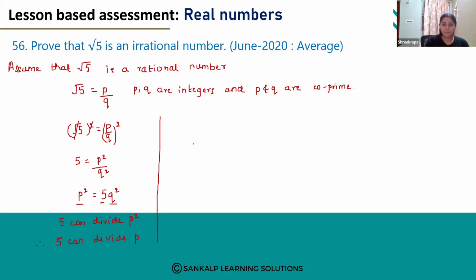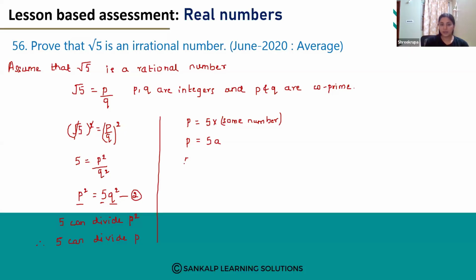That is, P can be written as 5 into some number. These are the factors of P, correct? So let's assume this number as A, then it will be 5A. P is equal to 5A. So let's substitute this value in this equation 2. Let's call it equation 2. Substitute the value of P in equation 2.